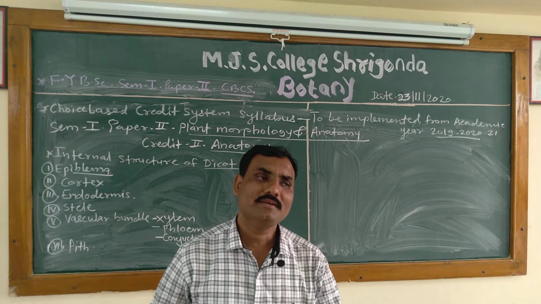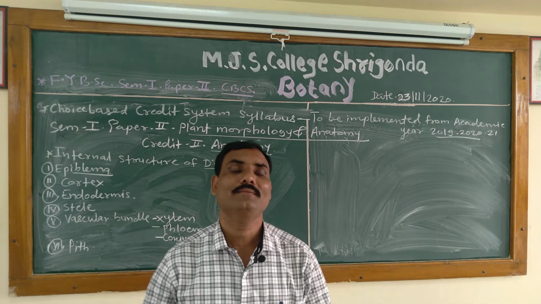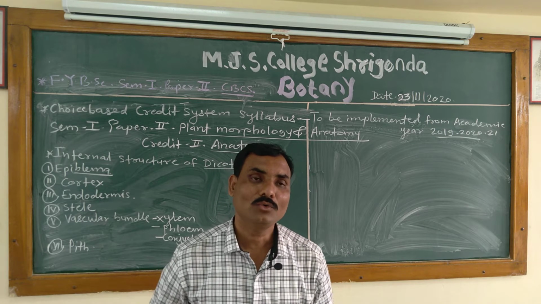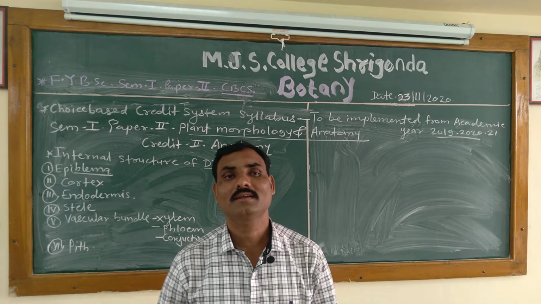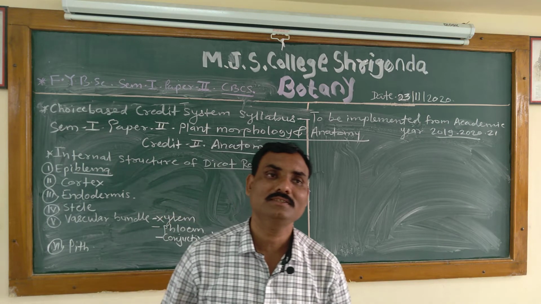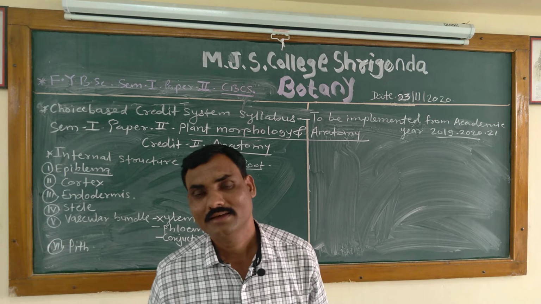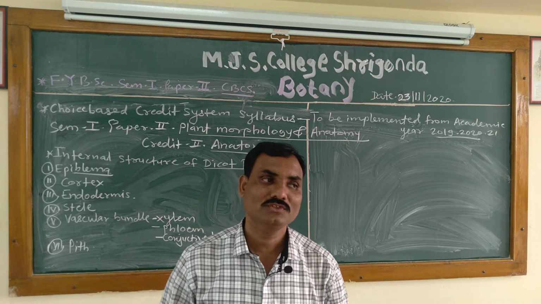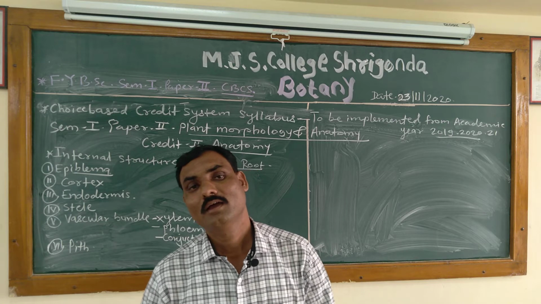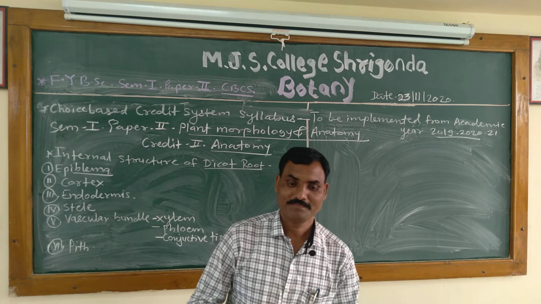Means when we take the transverse section of root, stem and leaf, then how it looks like, how the internal cells or internal tissues are organized, and what the different arrangement of the cells and tissues inside that section looks like. In this lecture we are going to learn about those points.